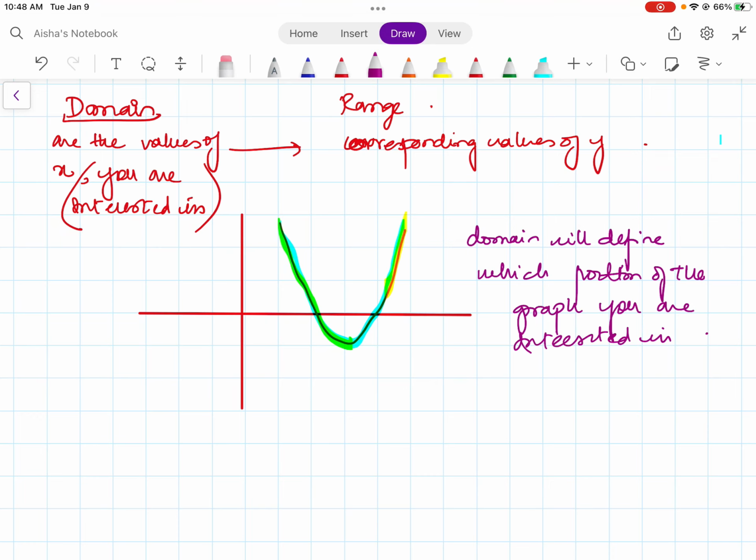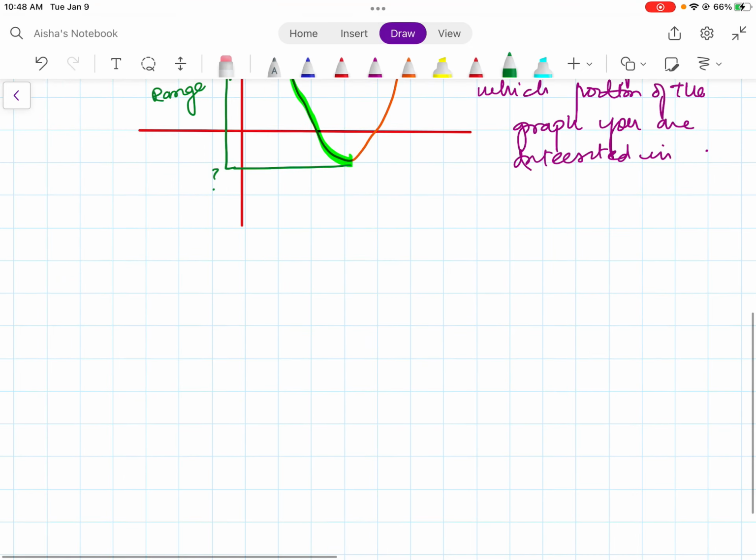Achha, if you are interested in this green portion of the graph, you can say that the value of y starts from here and ends here. So this is your range. Okay? So different questions will have different domains, and for those domains you will find out the range. This is just an overview that I'm giving. Okay?